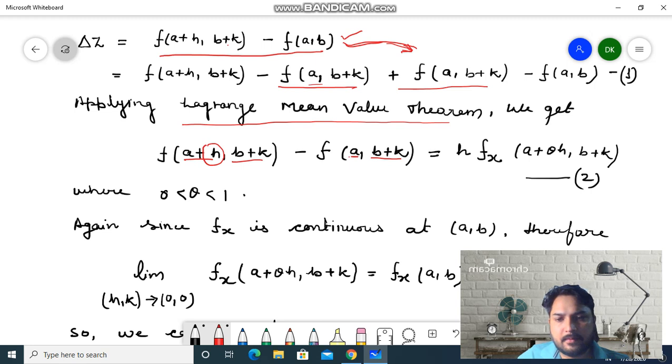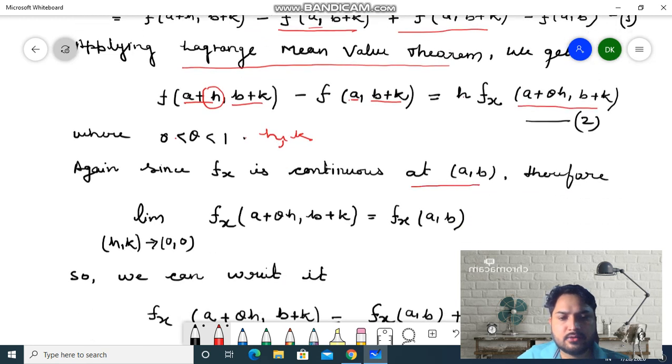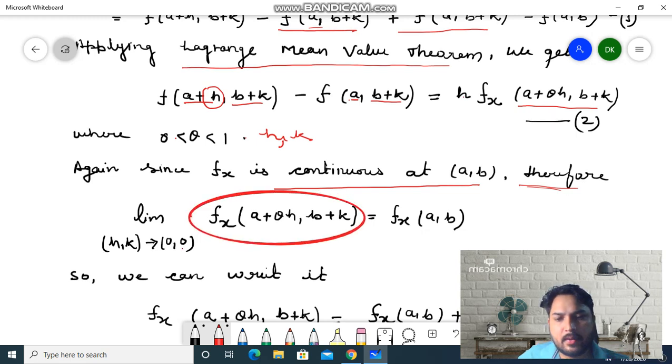So this will be equal to h times the partial derivative with respect to x at (a plus theta h, b plus k), where theta is a small quantity greater than 0 and less than 1, and it depends on the values of h and k. Again, since fx is continuous at point (a, b), its limit as (h, k) tends to 0 will exist and be equal to fx(a, b), the value of the function.